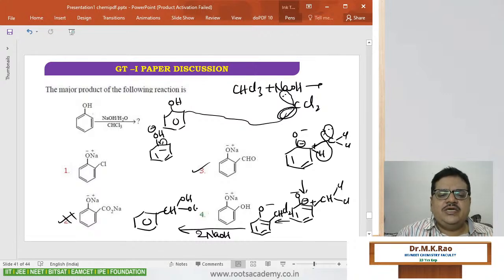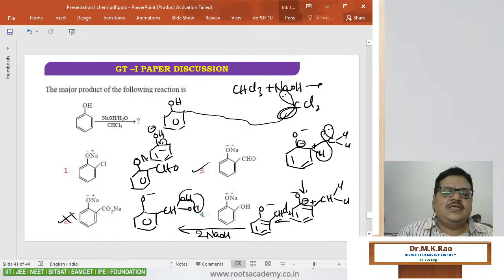With loss of water and O minus, it leads to formation of salicylaldehyde, which upon acidification gives the product. It is option 3, not 2. Sorry.